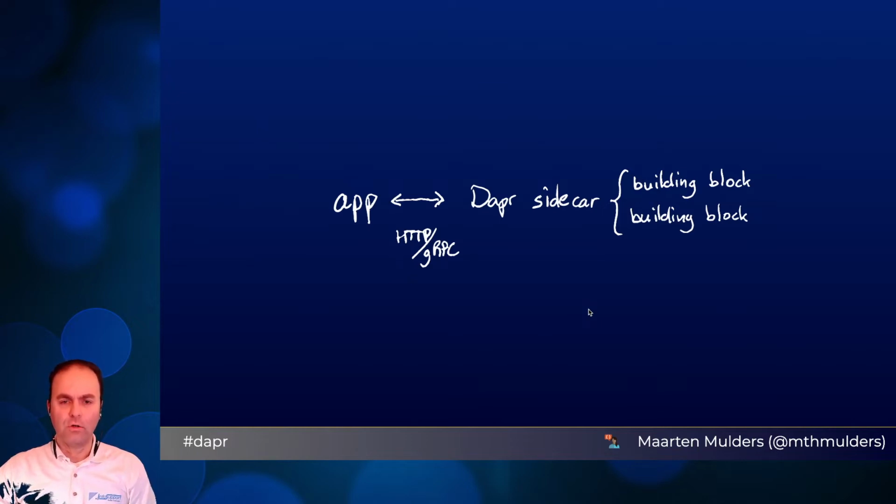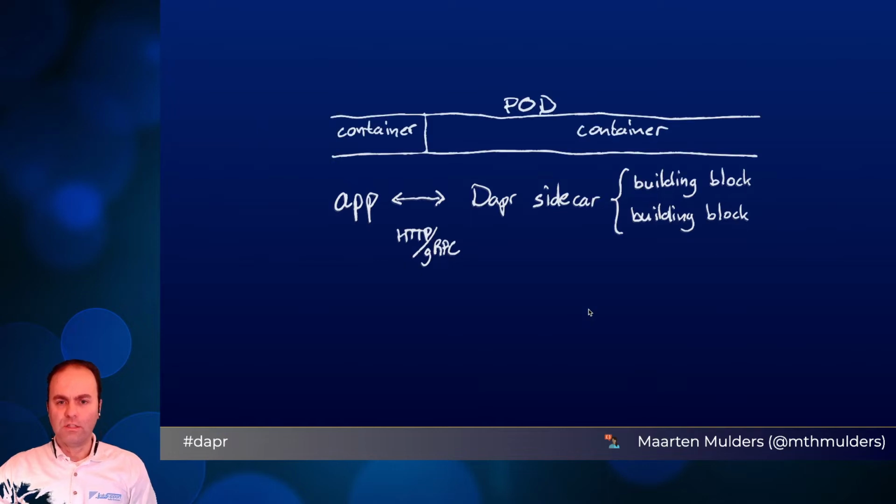Now, this is the standalone mode. There's also a Kubernetes mode where we would be deploying the sidecar and the application in two containers that together form a pod. And also in this scenario, the application and the sidecar talk with each other using either HTTP or gRPC.